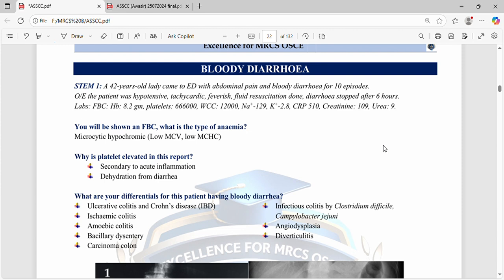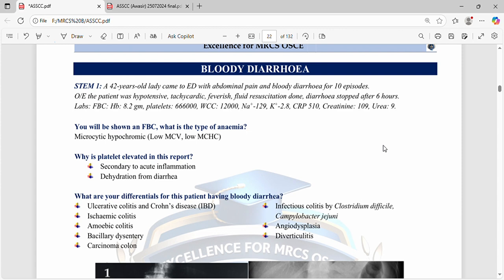So microcytic hypochromic anemia, low MCV, low MCHC. Low microcytic anemia is basically this, it occurs due to blood loss. Low MCV, microcytic hypochromic anemia. And HB is also low, 8.2.